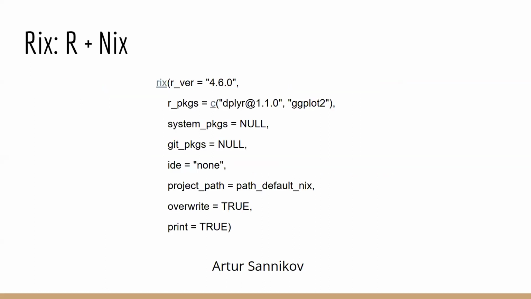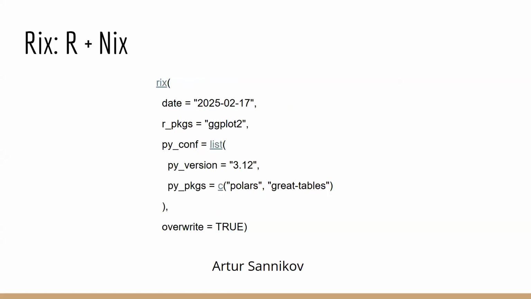The idea is that we use this function and declare the R version and the R packages, and you can also declare the versions of these packages that you want. Then we can go a step further. We can fix the development environment to a certain date, and this environment will be guaranteed to be reproducible if I share this code with you. It's not only for R packages, it's also for Python, so you can declare the Python version.